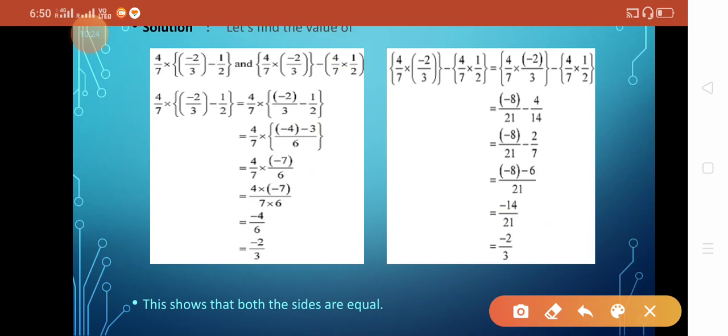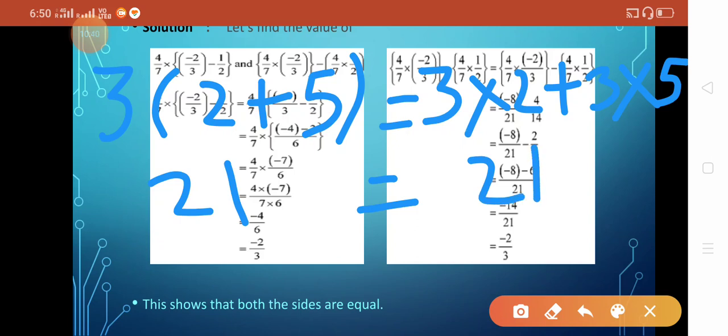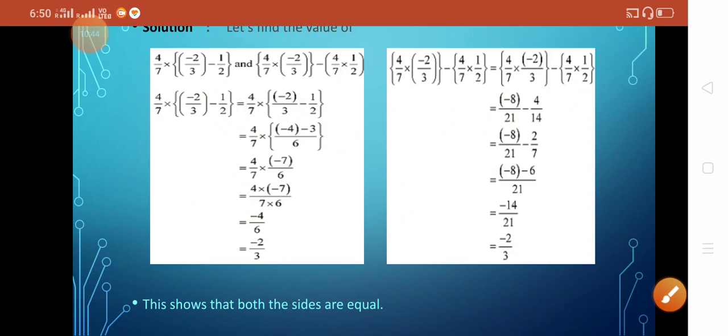I have also taken a simple example, 3 times (2 plus 5). In both cases, the answer is 21. So this is a simple example, and the example given here is a complex one. Here the answer is 21 and here the answer is 21. So LHS is equal to RHS. So we can say that the distributive law is applicable to addition and subtraction, that is, distribution of multiplication over addition and subtraction. So this is shown here that both sides are equal.